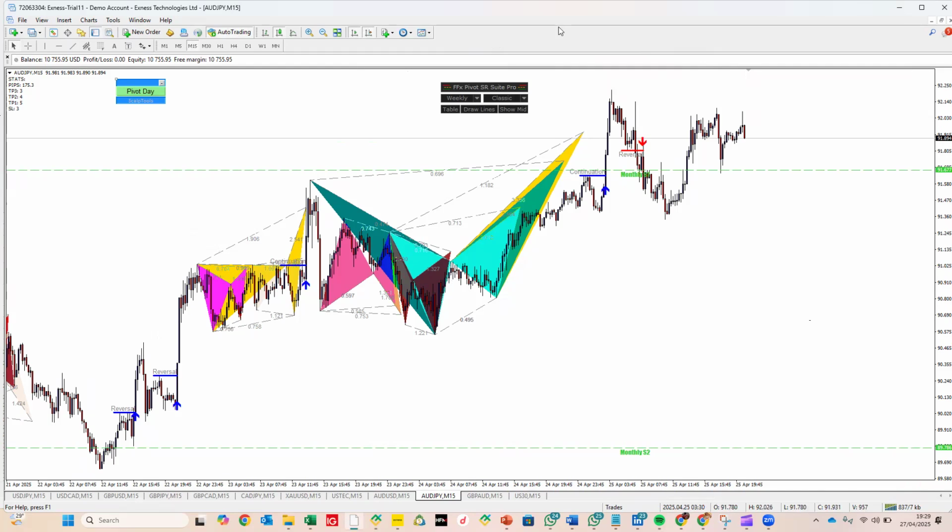So I will try to be doing this weekly right now, so that at least you guys have an understanding of what to expect in the coming week based on the price action.